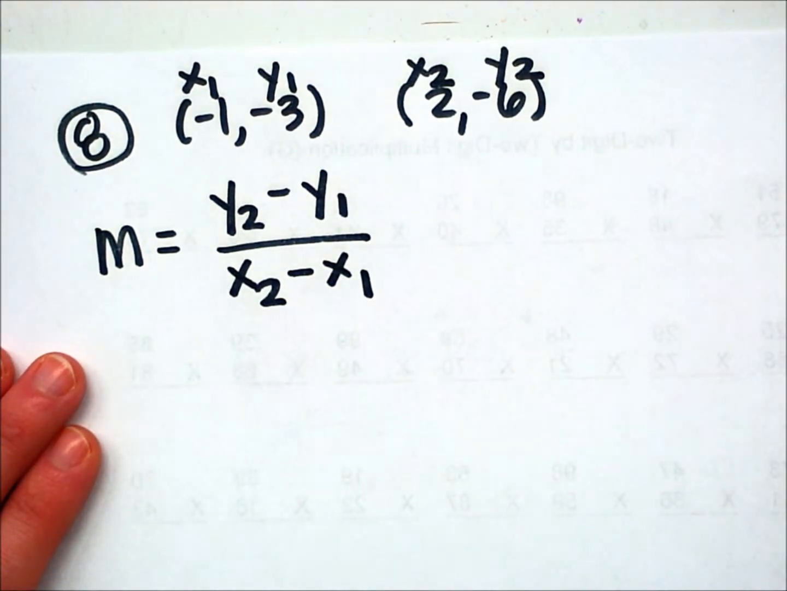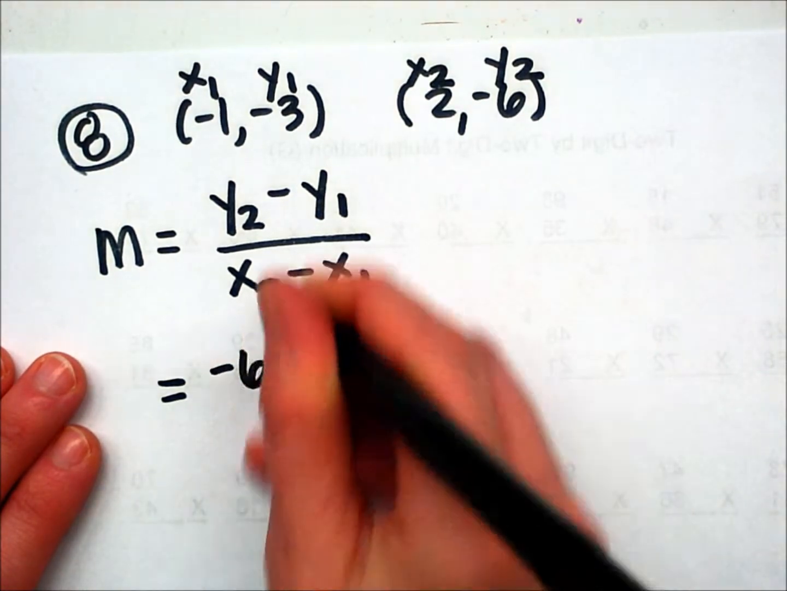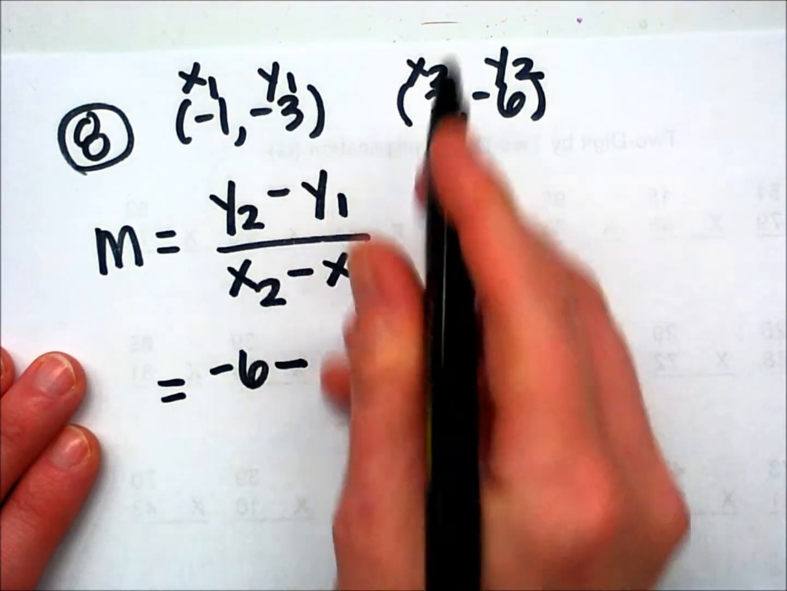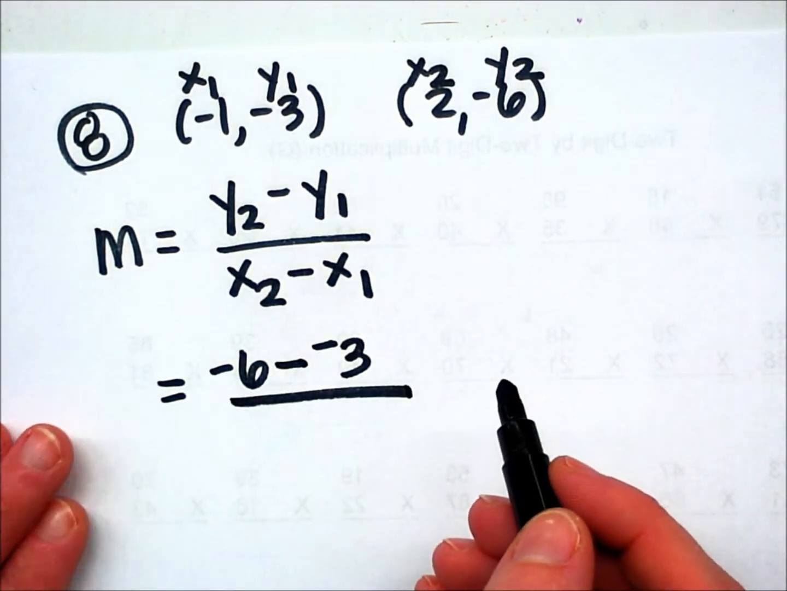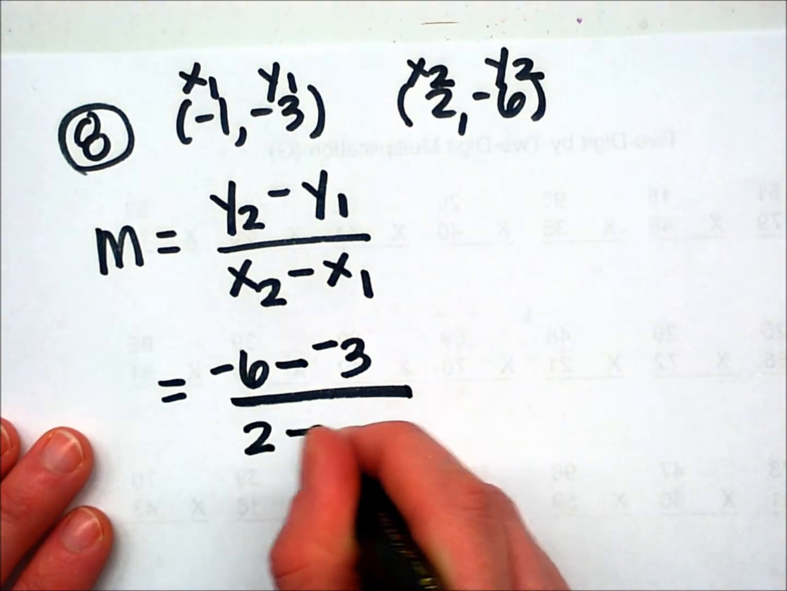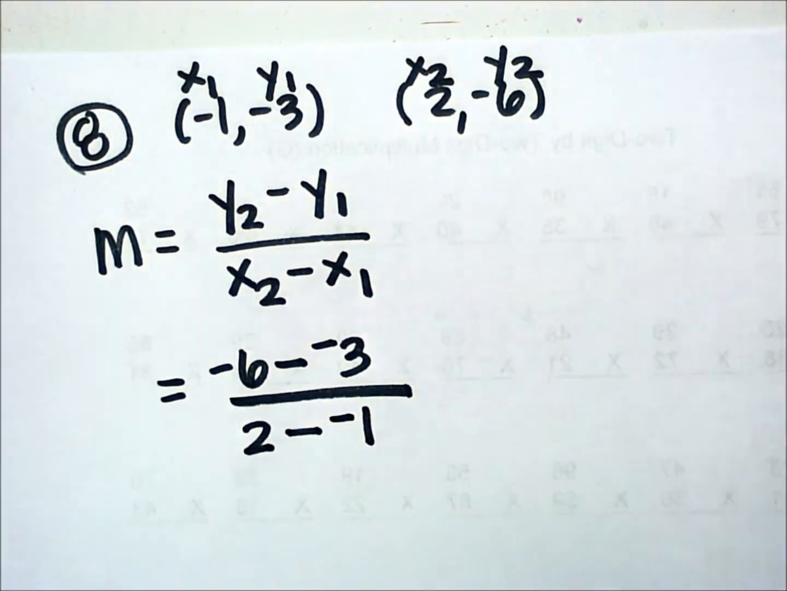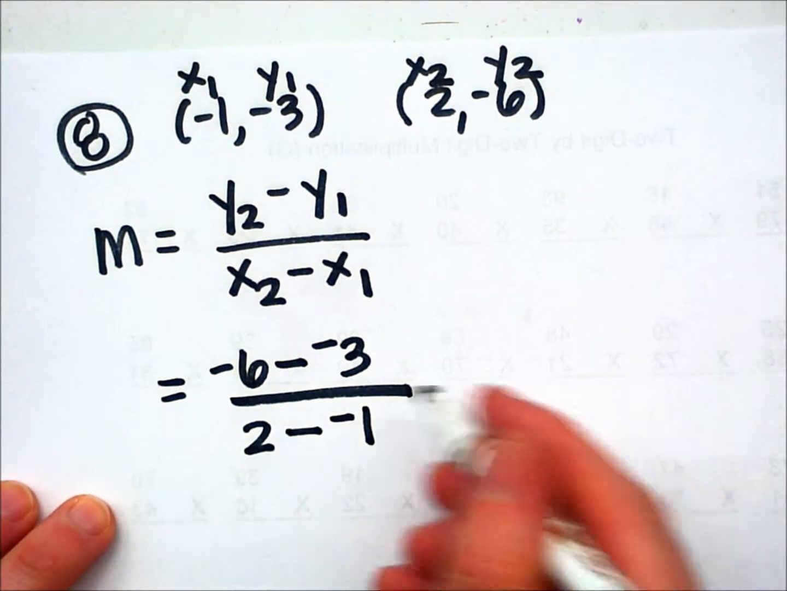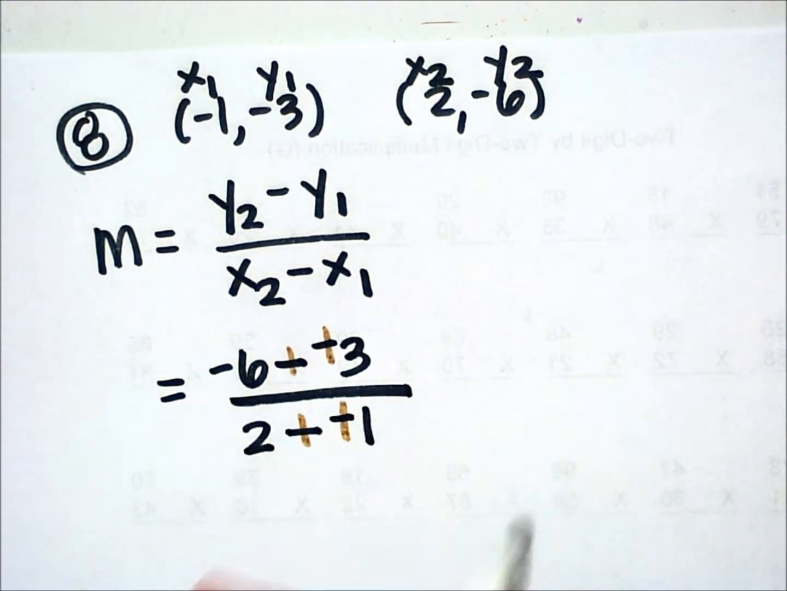We substitute into that formula. So y sub 2 is -6 minus y sub 1 is -3. So it should say -6 minus -3. X sub 2 is 2 minus x sub 1 is -1. So in the numerator you have -6 minus -3. In the denominator 2 minus -1. Keep, change, change.